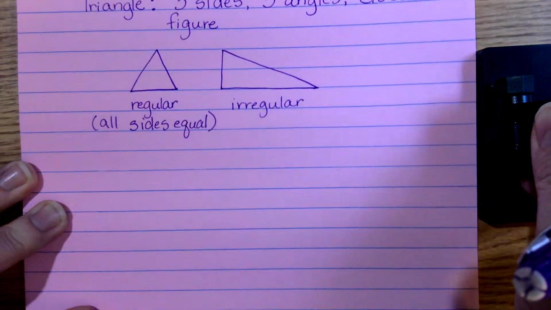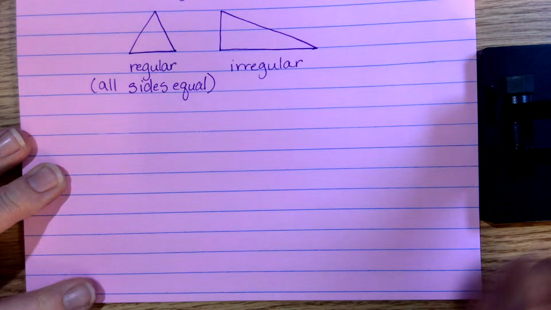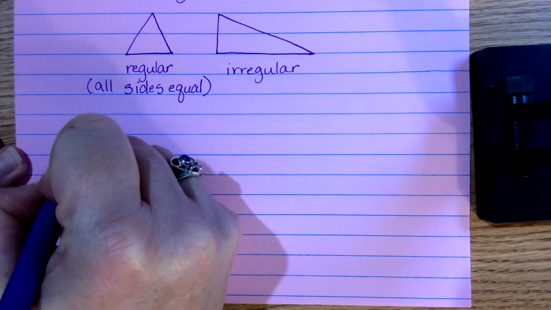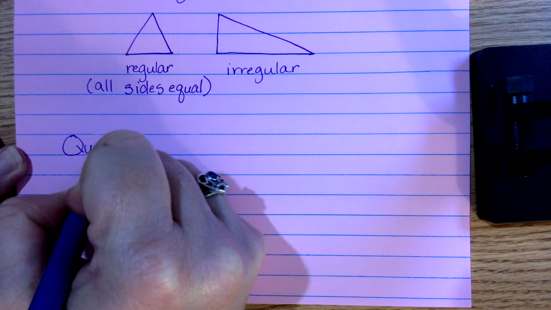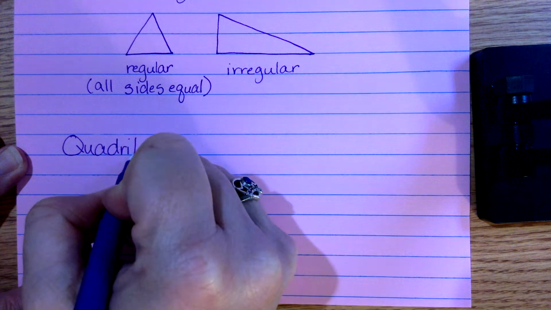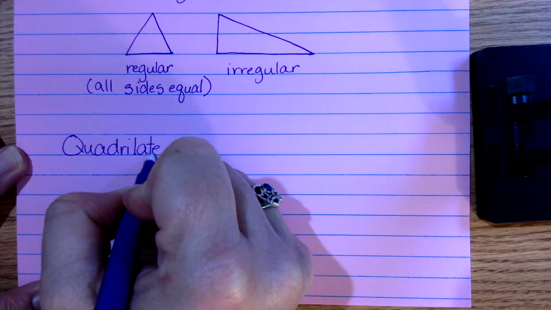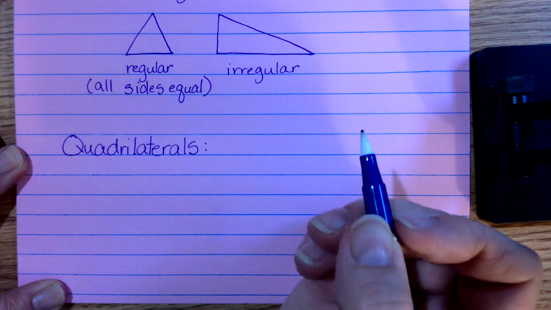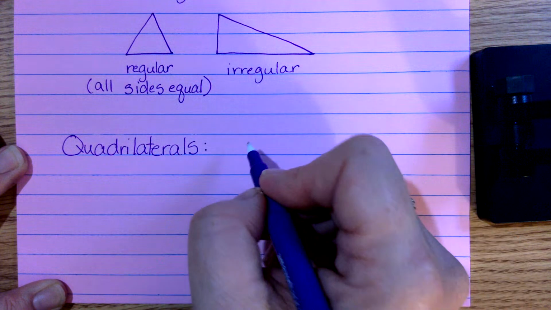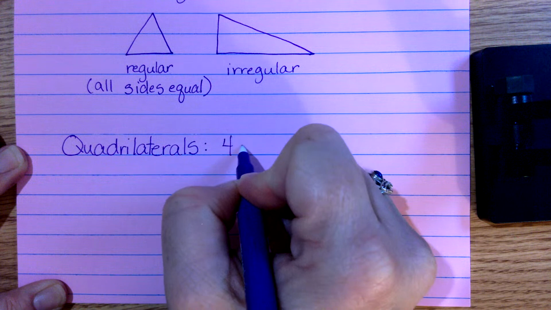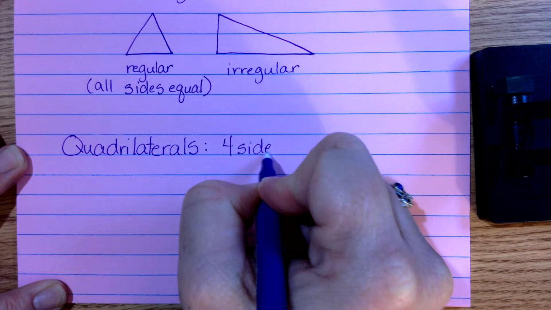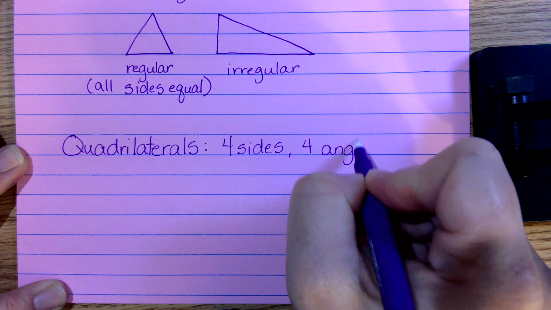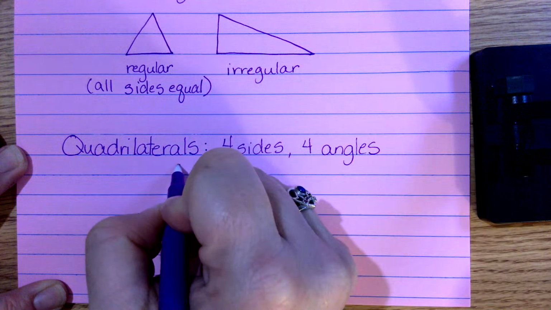We're also going to talk about quadrilaterals. Quadrilaterals are a four-sided, four-angled shape. So it has four sides, four angles, and it's a closed figure.